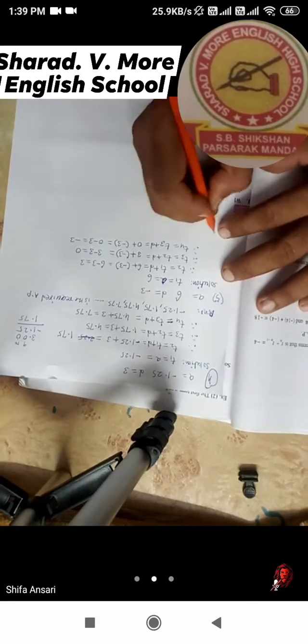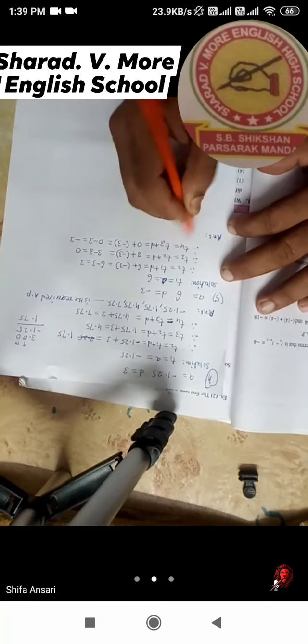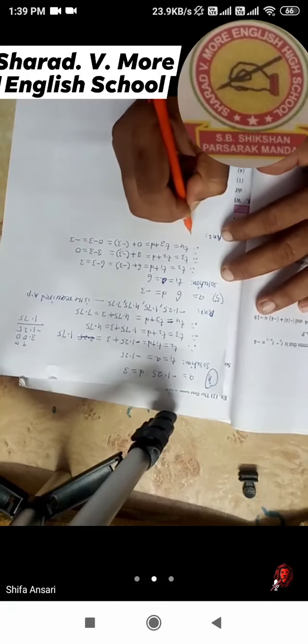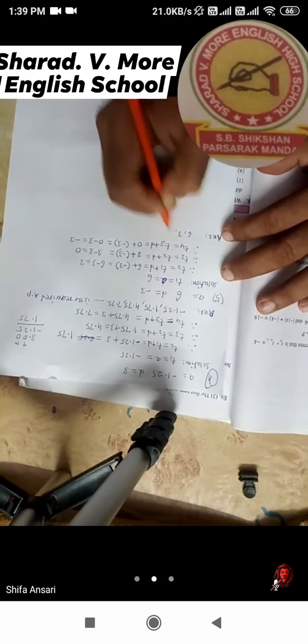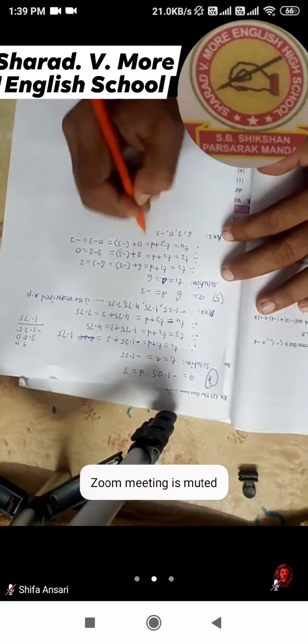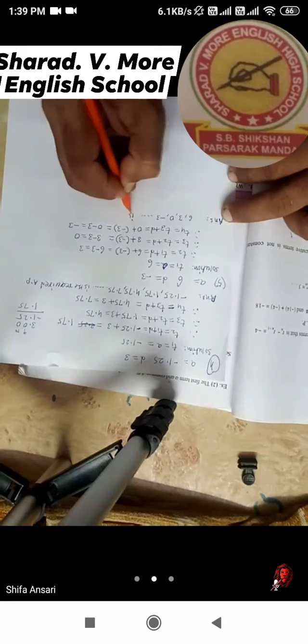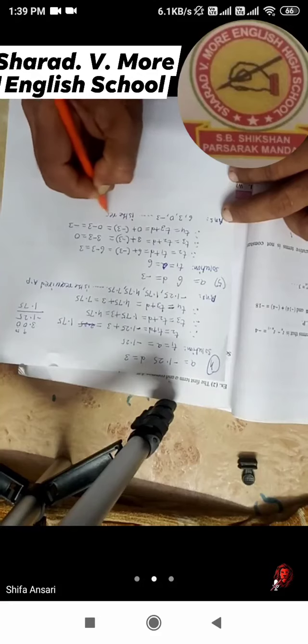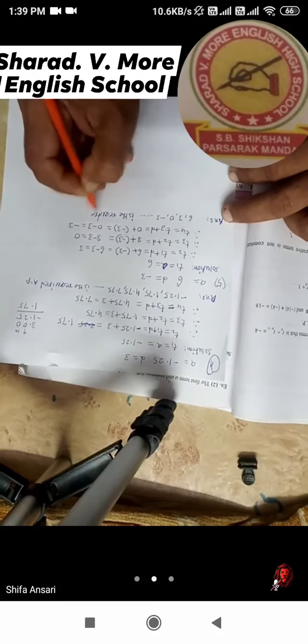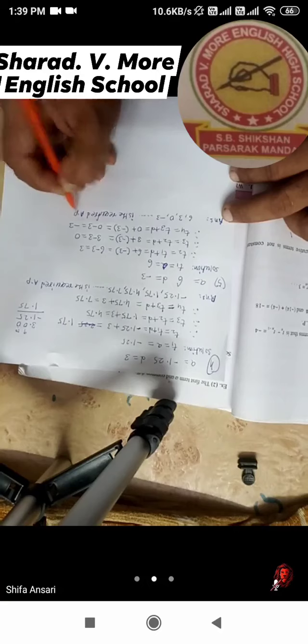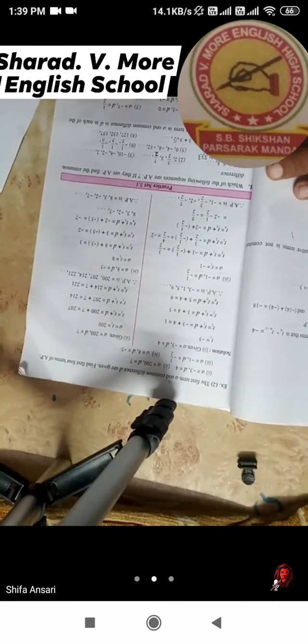It's clear now? Now write down the answer. 6, 3, 0, -3 is the required AP. Understood? Now question number 6 is homework you have to do at home. Let's see the question number 3 now.